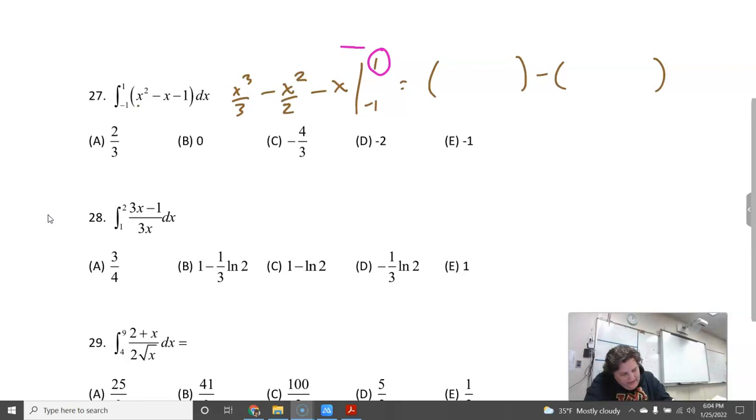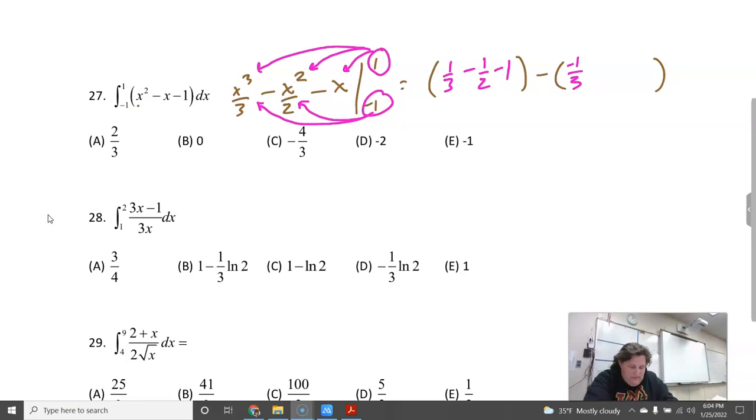When I put 1 in, I get 1/3 minus 1/2 minus 1. Don't stress out about the fractions yet. We'll stress out about them in a minute. Now for -1: that's -1 over 3. A negative squared is a positive, but then I put another negative on it, so that's a -1/2. And negative times negative is +1.